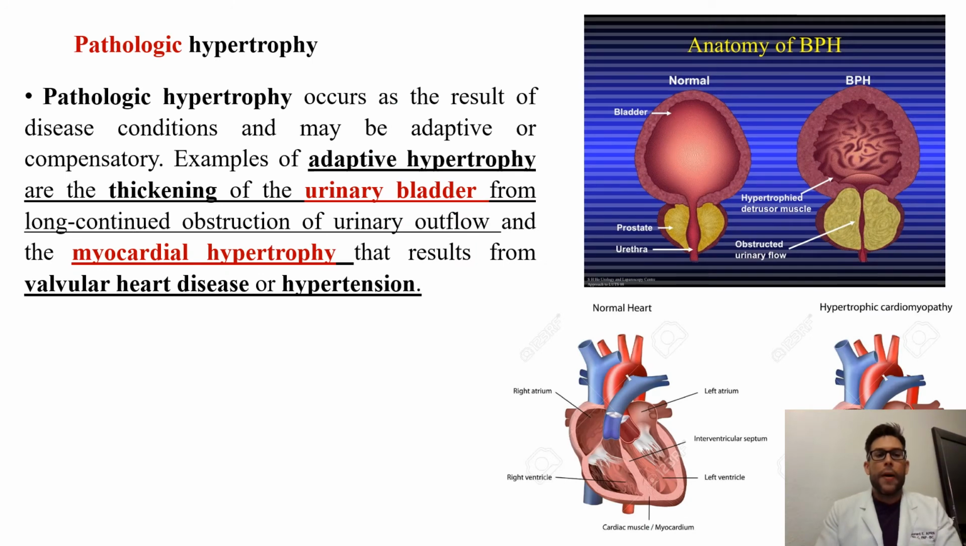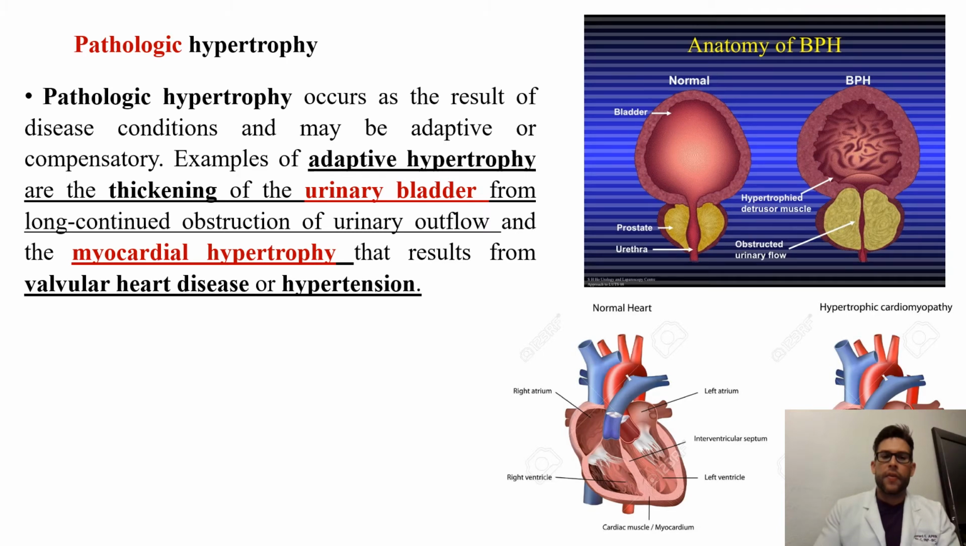Now, pathologic hypertrophy occurs as the result of disease and illness, and also may be adaptive or compensatory. Examples of adaptive hypertrophy are the thickening of the urinary bladder from long continuous obstruction of urinary outflow, and the myocardial hypertrophy that results from valvular heart disease or hypertension.